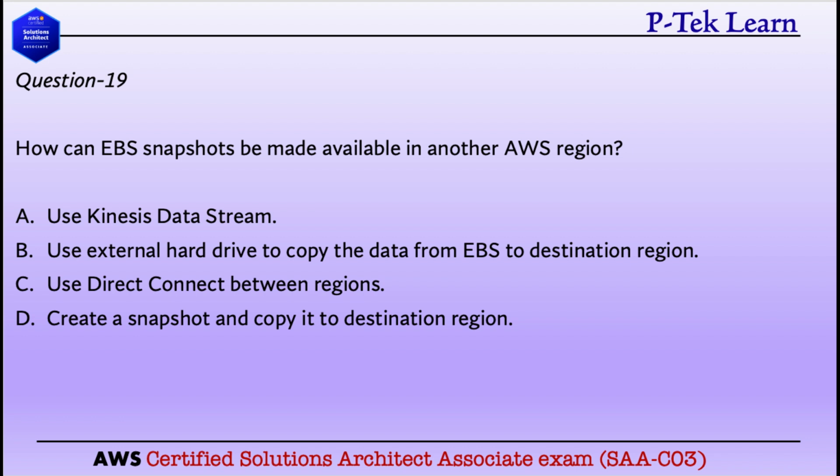Option D. Create a snapshot and copy it to the destination region. This is the right answer. So the EBS snapshots can be copied to the destination region. A snapshot is already a copy of the EBS volume, so that copy we are copying to the destination region. So option D is the correct answer for this requirement.